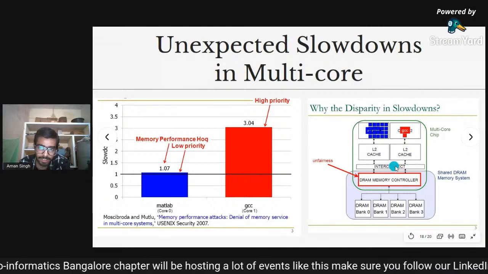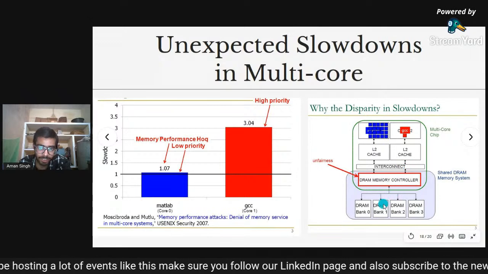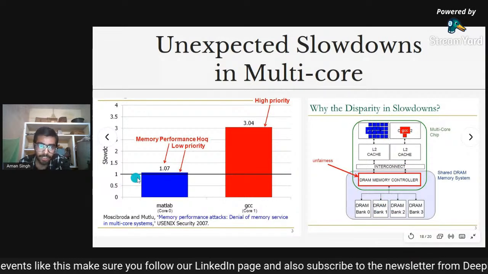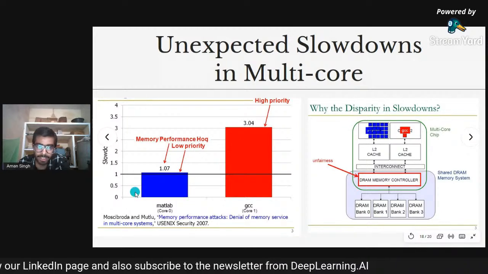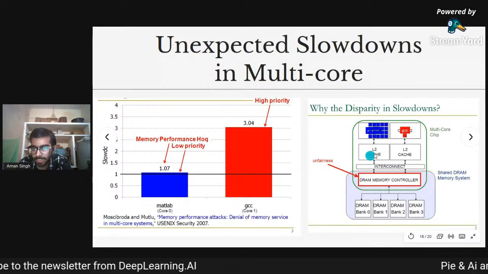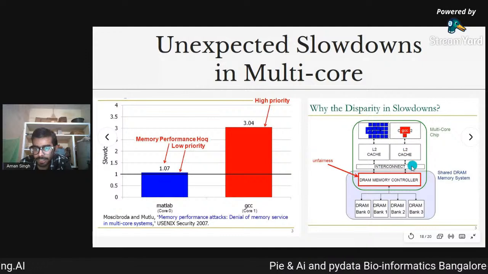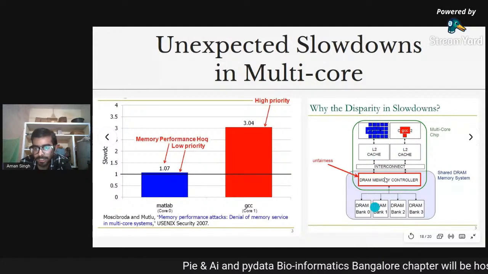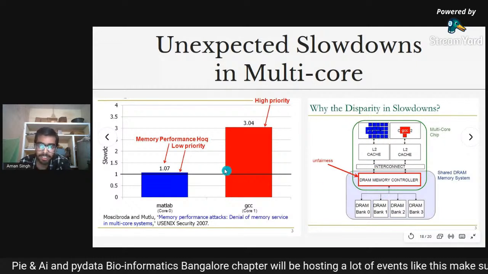Therefore, when GCC gives an instruction, it does not get executed here, because the slowdown in MATLAB is less, because the data it is accessing the memory more frequently. Therefore, the GCC cannot pass through it. It is accessing memory from core one only.